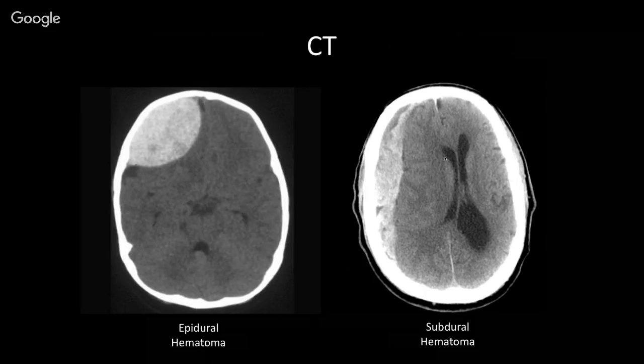So the image on the left is an epidural hematoma with a significant mass effect on the brain. The image on the right is a subdural hematoma that involves a large component of the subdural space along the right convexity. And you can see that there's midline shift. There's mass effect from that subdural hematoma that's moving the ventricle and also the midline structures to the other side of the brain.